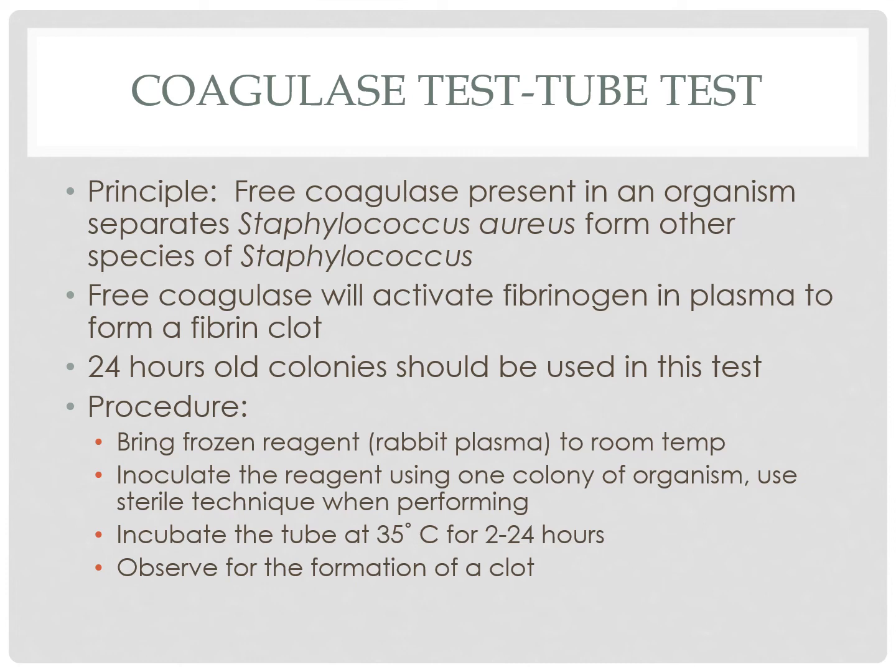In other words, we check it at 2 hours and we look for a clot, and if it hasn't clotted within 2 hours, then we leave it for 24 hours. But we do want to check it after 24 hours because beyond 24 hours, they can actually revert back to negative. We want to observe the formation of a clot. If we have a clot in our 500 microliter aliquot of thawed rabbit plasma, then we in fact have a Staphylococcus aureus.